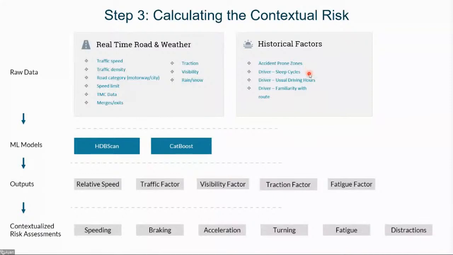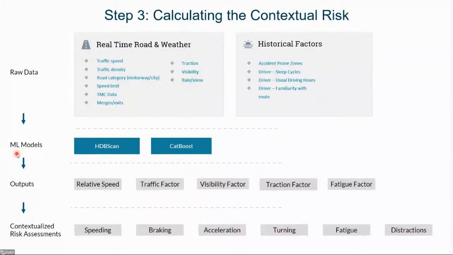And second, historical parameters are related to the driver, which is about sleep cycles, how much they generally drive, for how long, and also whether they are driving on a route which is familiar to them or on a route which is not familiar to them. So these are the different historical factors that we capture.